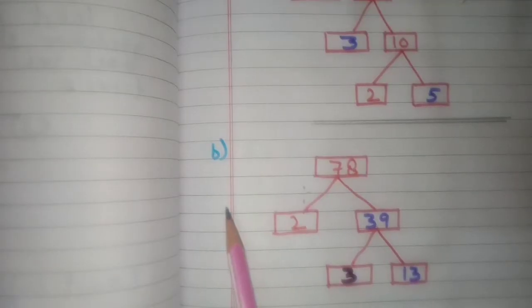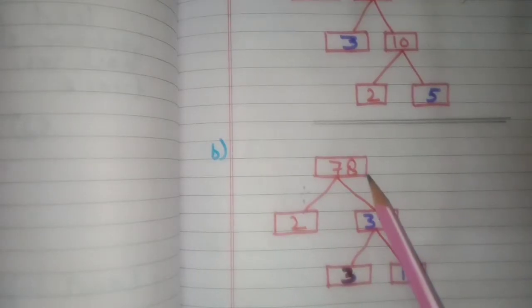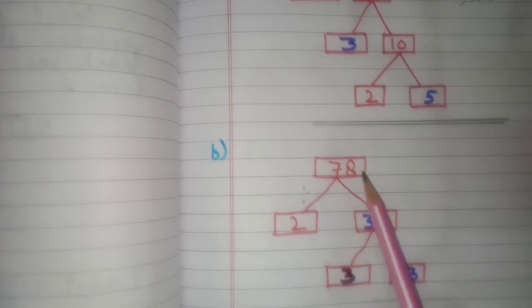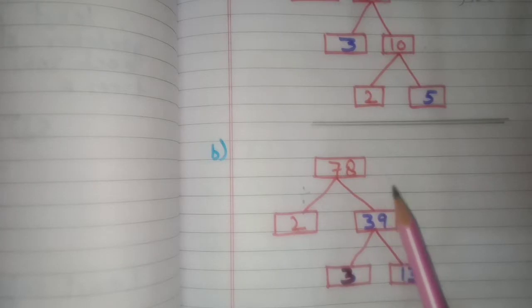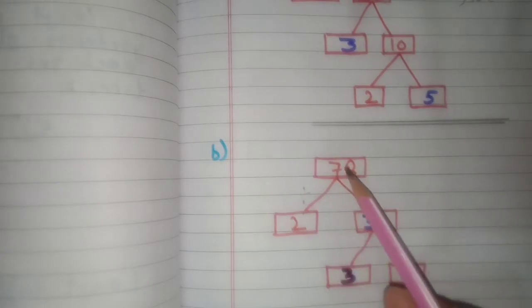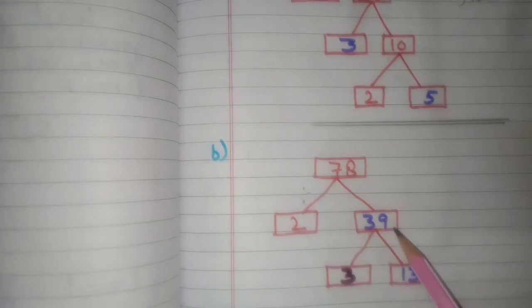Now next is part B. Here the number is 78 and this is a factor tree for 78. The two numbers by multiplying which we will get 78, or we can say the factors of 78, one of them is 2 and we have to find the other one. To find the other one, we can divide 78 by 2. So we will get the answer 39 and that will be the other number.